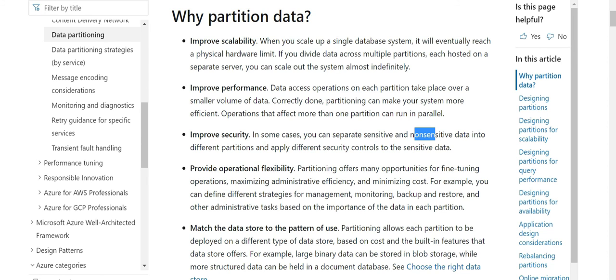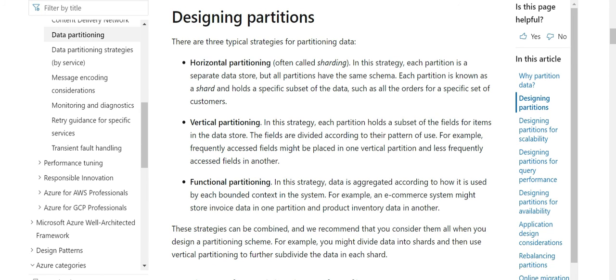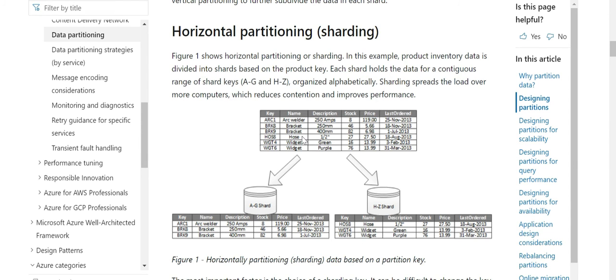Now the types of partition: we have horizontal, vertical, functional. Let's look at the diagram. Take this example in horizontal. You have one table like that. It will create two shards. The partition in horizontal partitioning is called a shard. It will split this data so that these three records come in this shard, A to G, and H to Z will come in the other. These three rows will get into this shard.